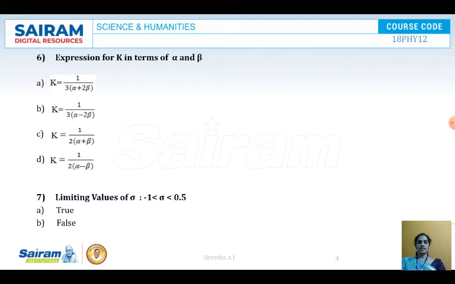Okay, next, limiting values of sigma, that is Poisson's ratio, minus 1 to 0.5. Yes, sigma lies between minus 1 and 0.5. So this statement is true. Option A is correct.